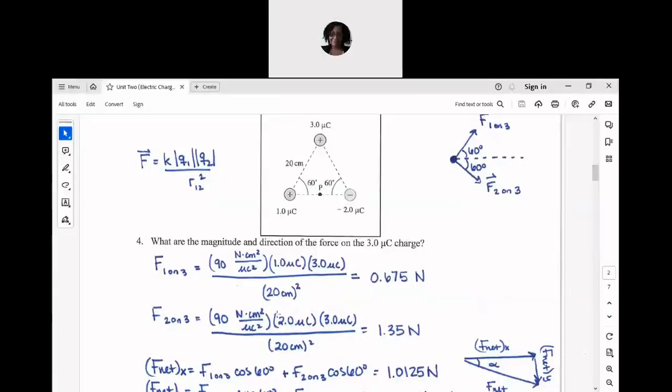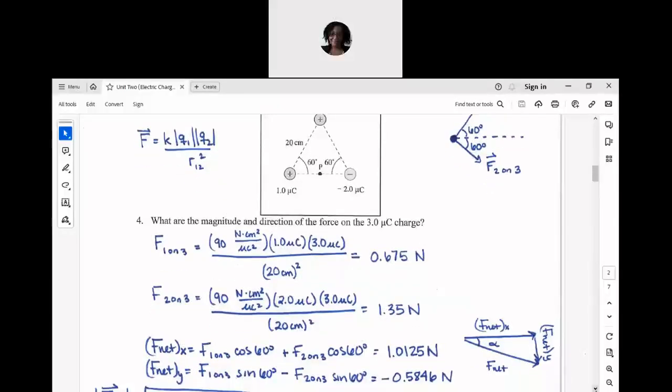All I need to do is switch out Q1 in favor of Q2. So instead of 1 microcoulomb, switch to the 2 microcoulomb charge. And what is kind of left unsaid here, but will be relevant in a moment, is that since charge 1 and 3 are both positive, this 0.675 newton force is going to be repulsive. I have unlike charges when I look at 2 and 3. So this 1.35 newton force is going to be an attractive one.